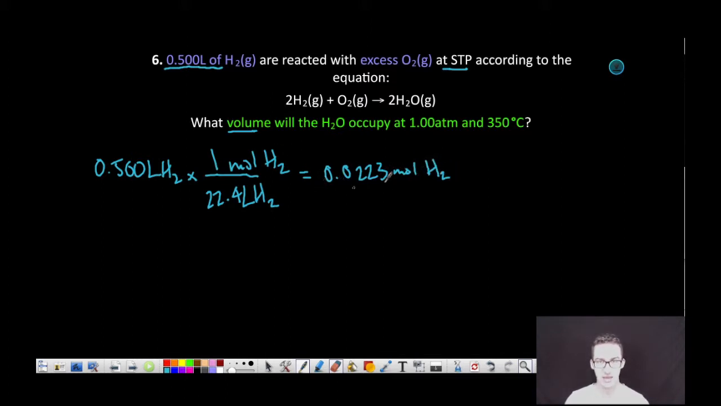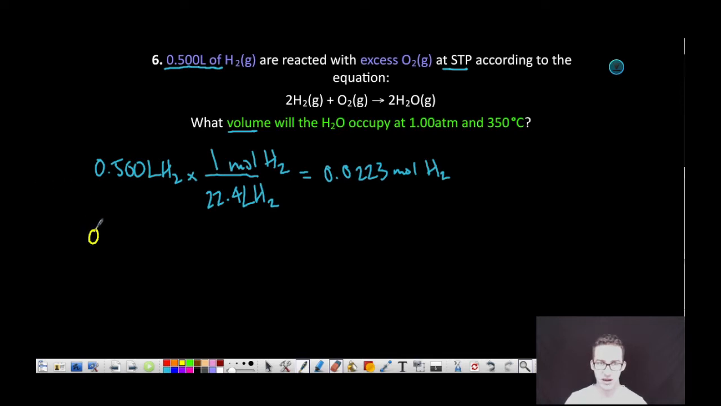Okay, so that's the number of moles. I've just converted liters to moles for hydrogen gas. Again, it's the thing to do with stoichiometry. You've got to go to moles because your equation represents the relationships in terms of numbers of moles. As we look though to solve this problem, we're then asked to determine the volume that the H2O will occupy at 1 atmosphere and 350 degrees Celsius.